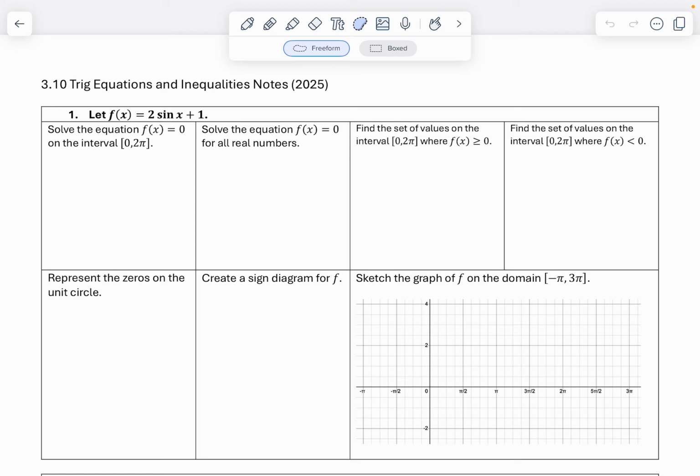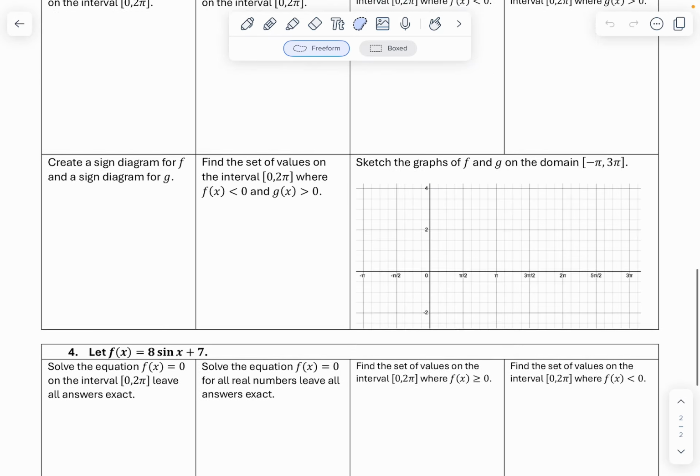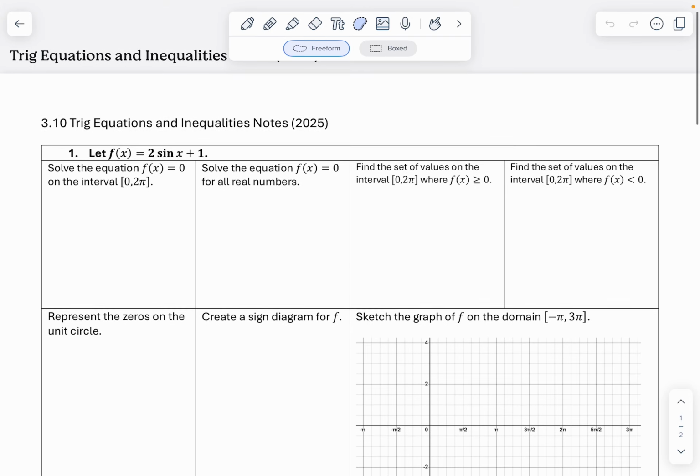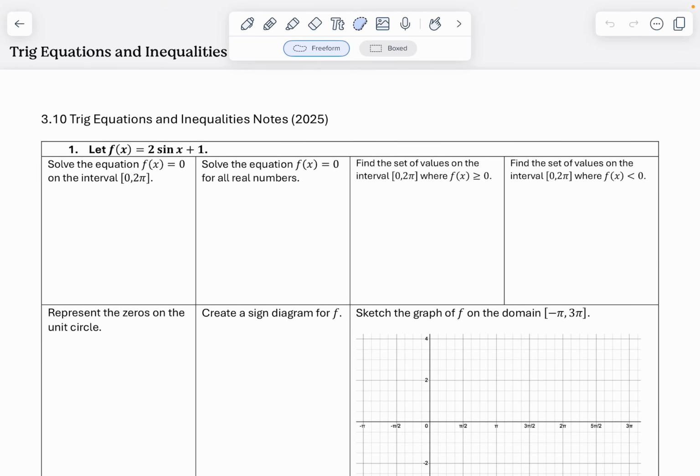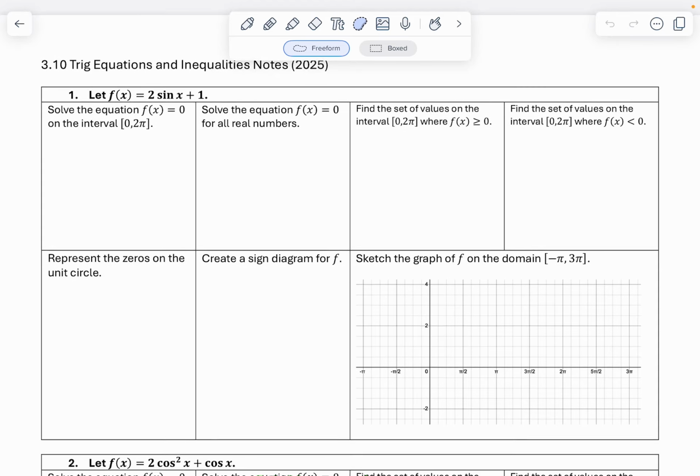So I have 4 examples, and we shall see how many of them I make it through in this first video, but then I'll come back for more. This first one, they've given us the function f of x equals 2 sine x plus 1. I'm giving you a place to graph that, so let's jump straight to there.